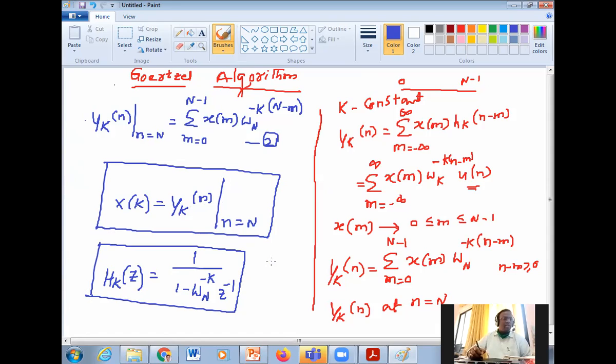Here omega k, as we know, is evaluated as 2 pi k by n. So this is how the equation for the Goertzel algorithm is derived. With this, we can solve one example related to it so that we can understand how we evaluate the values for this Goertzel algorithm.